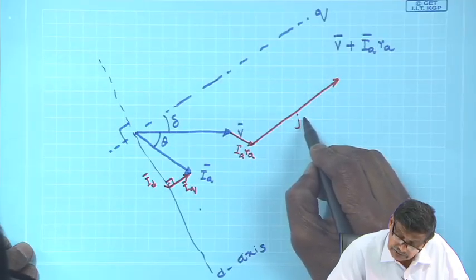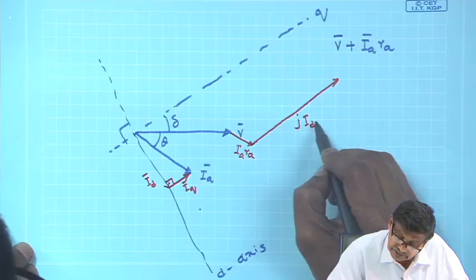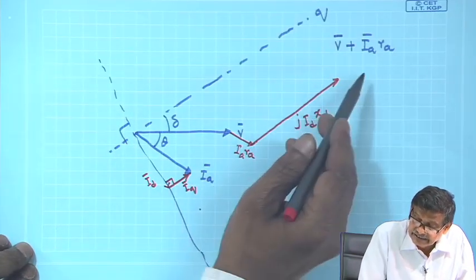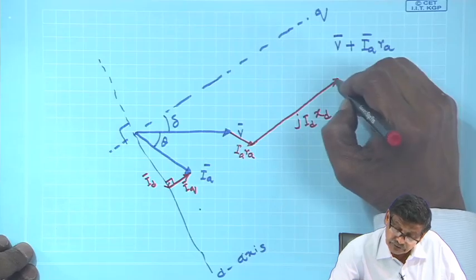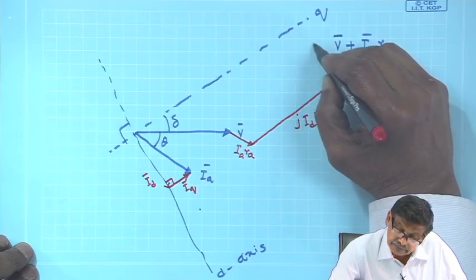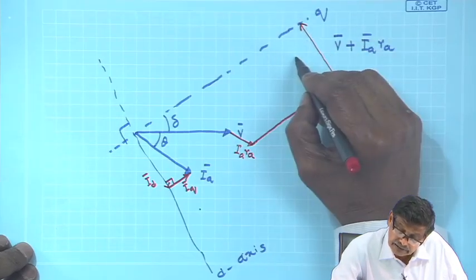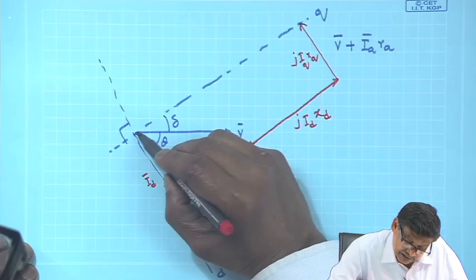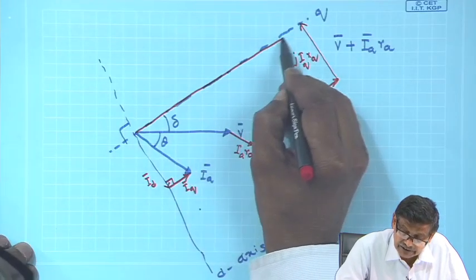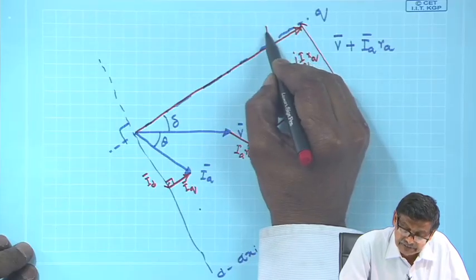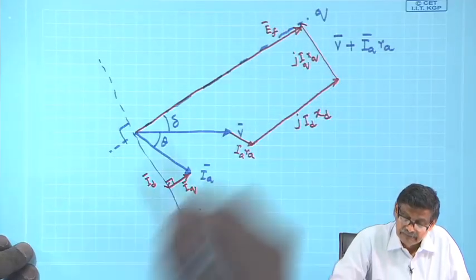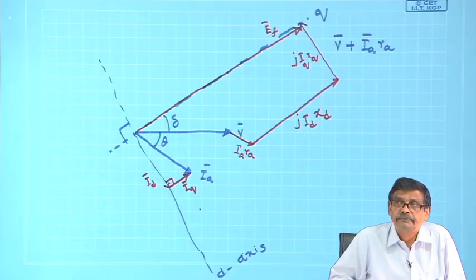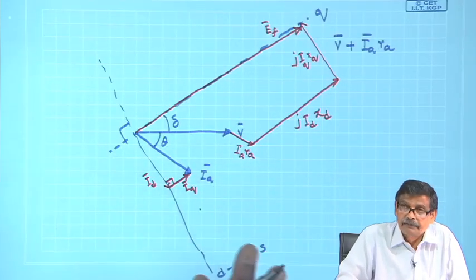Then to this you add j I d x d, and then to this you add j I q x q, and you will get E f. And this will be the thing, the phasor diagram is over.